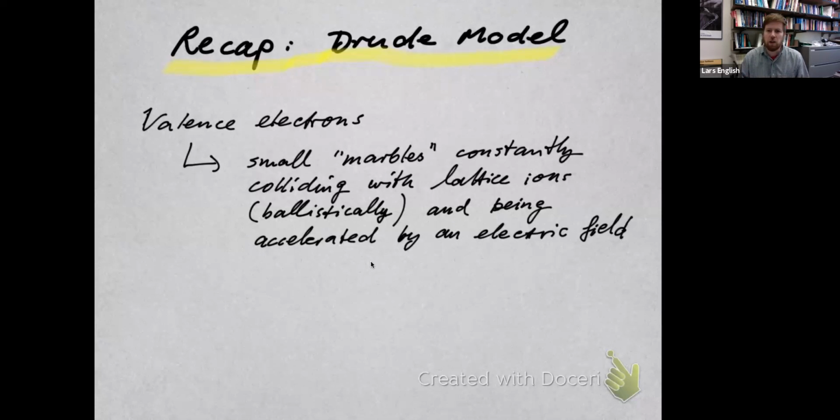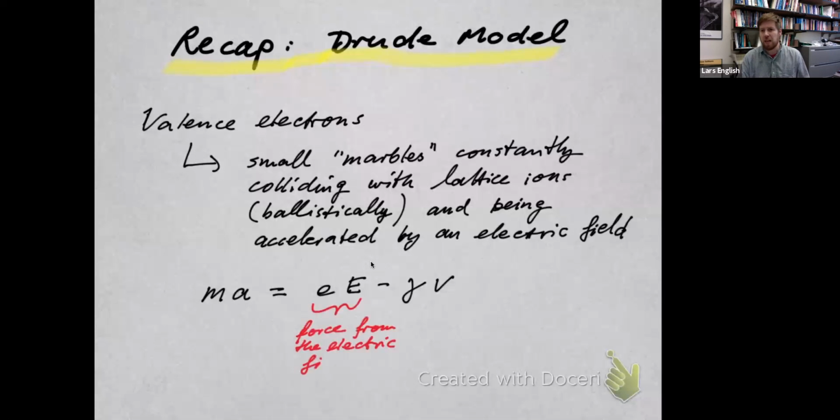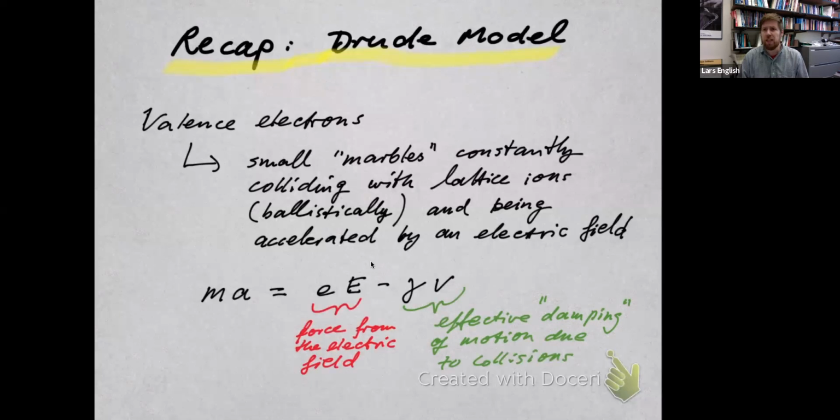Why is there an electric field? Well, it's an applied field that comes from an applied voltage. Usually we apply a voltage across a metal, and so there's going to be that accelerating field. That's the idea, and so we get this equation here. We get a force that comes in two parts. There is the e times capital E, that's the force from an electric field that the electrons feel. And then there is this minus gamma times v, which is the effective damping force.